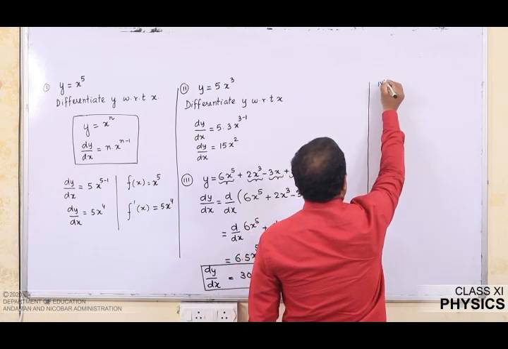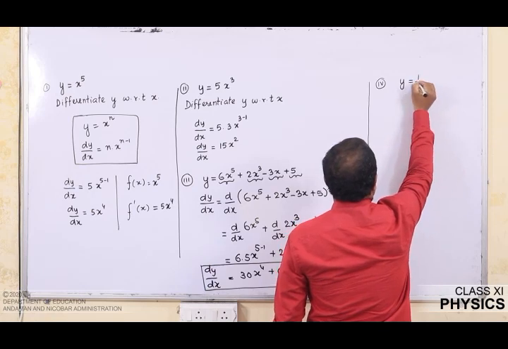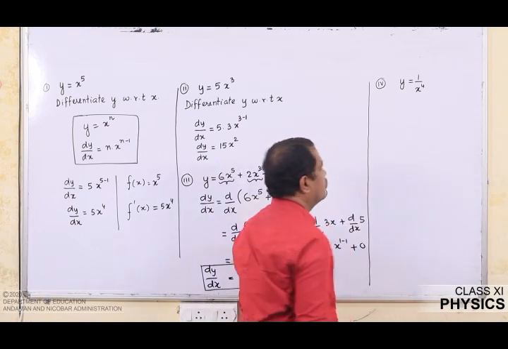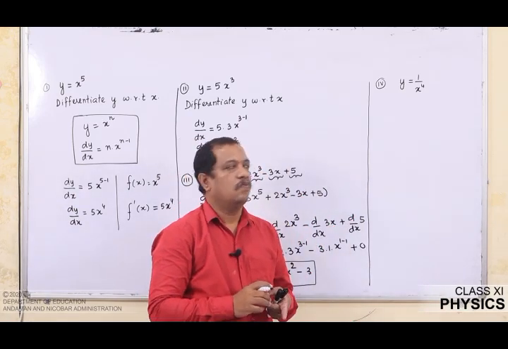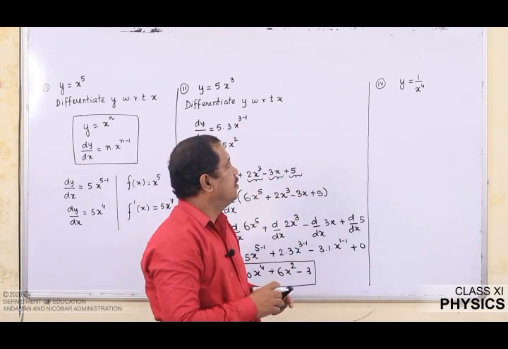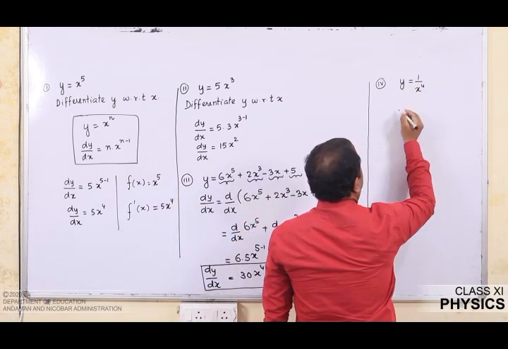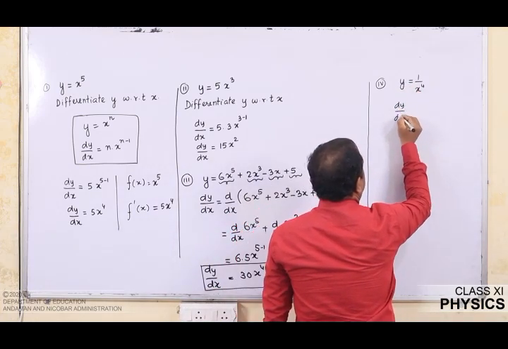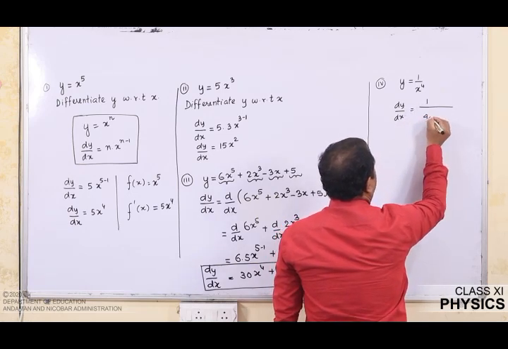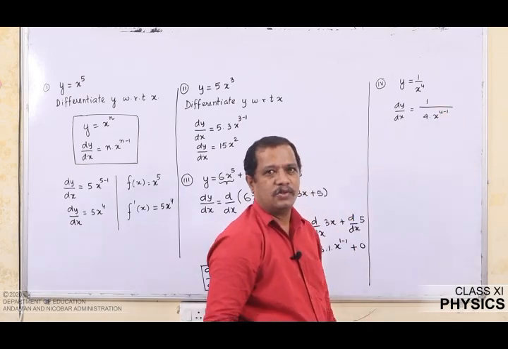Fourth problem, I am going to take, say, y is equal to 1 over x power 4, and I am asked to differentiate y with respect to x. Now some students, what they do, they will write dy over dx is equal to 1 over, 4 times x power 4 minus 1. This is how at times students write.